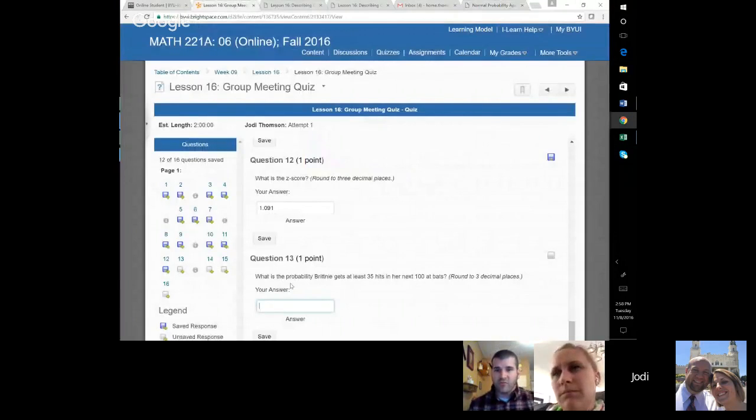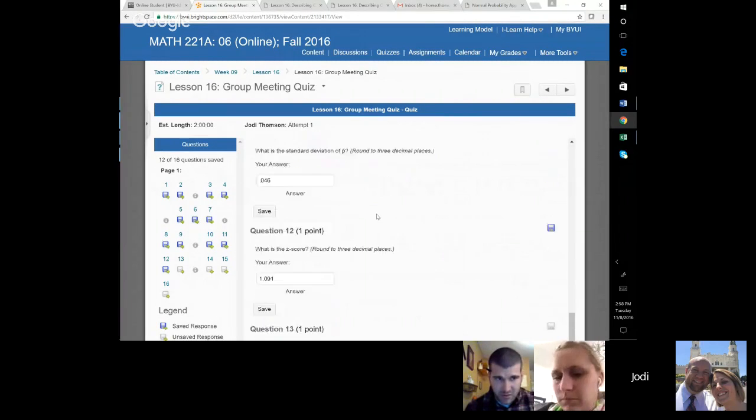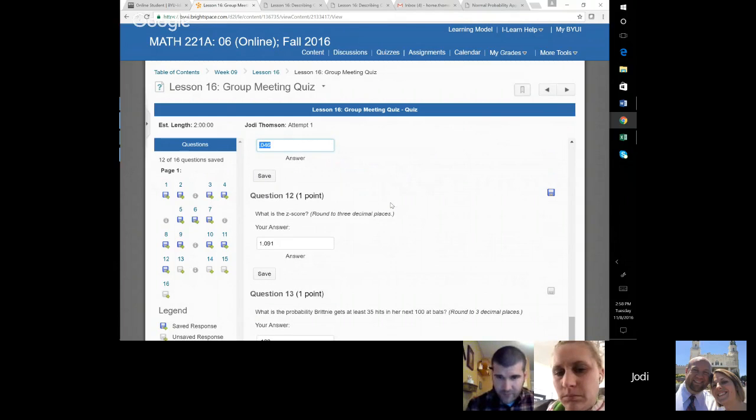I got 0.045826. I'm using 0.30 as my P. Right. So we just rounded it off to 0.046, three decimals. Z score. 1.091. That's what I got.